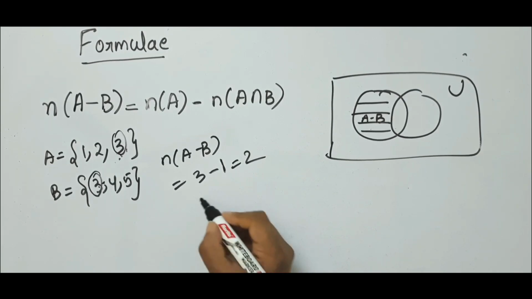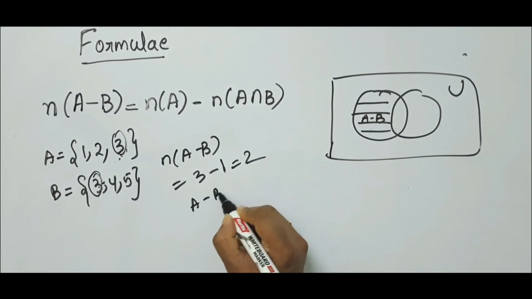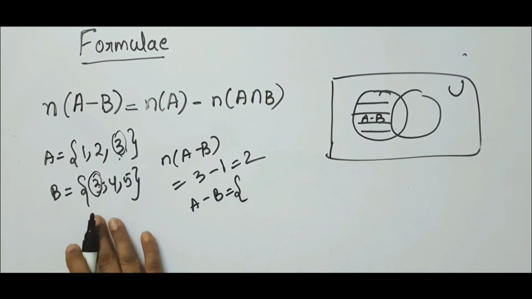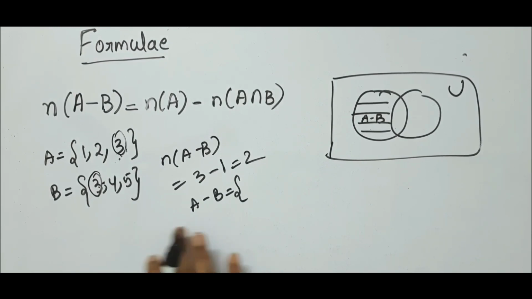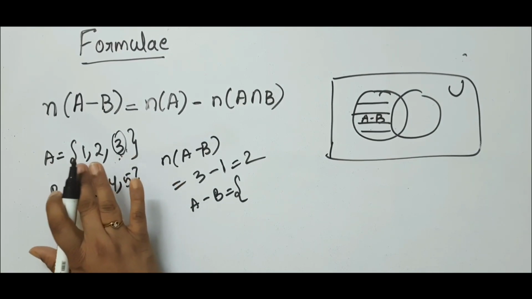So let us calculate A minus B and check. A minus B means there should not be any elements of B, including the common elements. So we have to concentrate on set A. Here the common element is 3. So we have to write only 1 and 2.